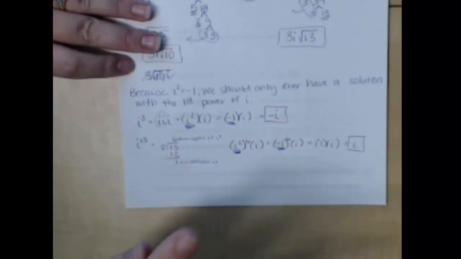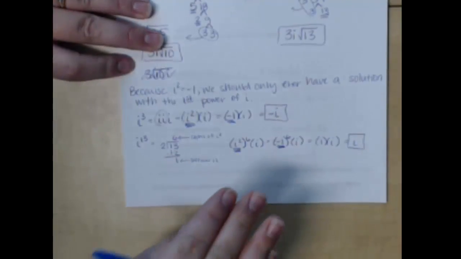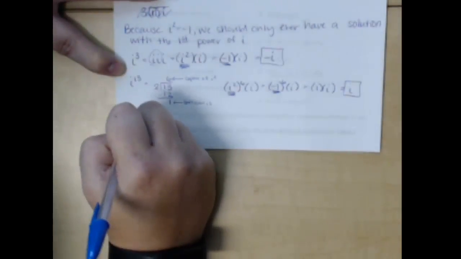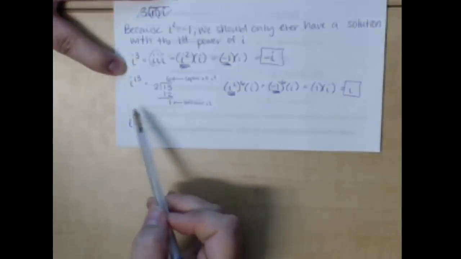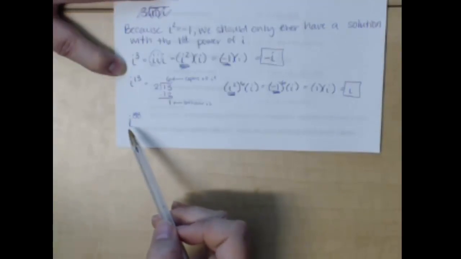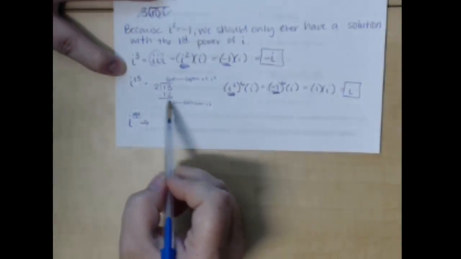Okay, I'm going to show you one more just so that you see it one more time, and then I'll give y'all some to practice. Okay, so let's look at i to the 88th power. So obviously we don't want to take i and write out 88 copies of i and try to circle groupings of 2. Like that's bananas, right? So we're going to go ahead and use this idea of long division.